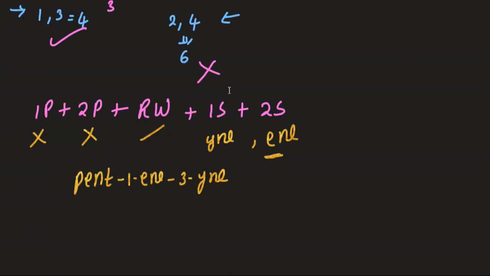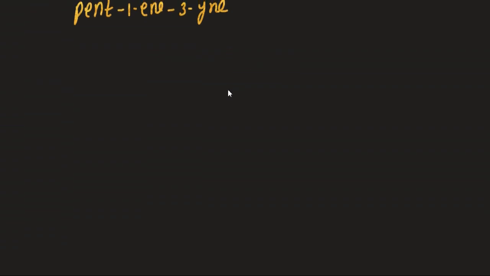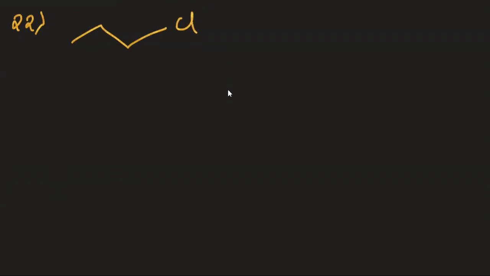Okay, right. Let us go with the next step, a little bit more detailing. Now coming to the 22nd. So I am writing like this. This is the structure. Okay, right, first of all you have to check the number of carbons.